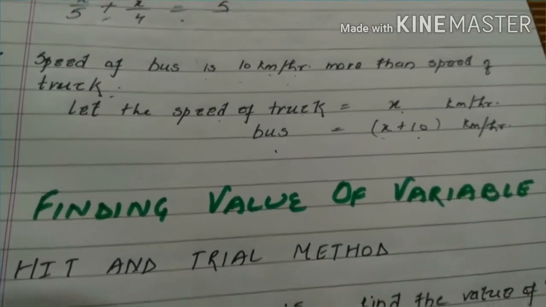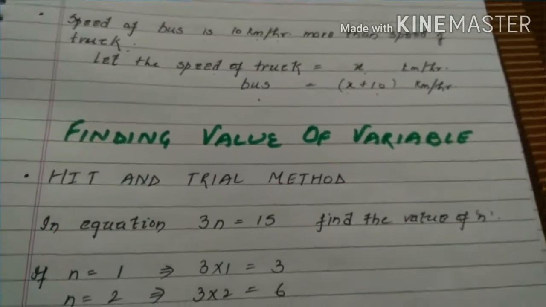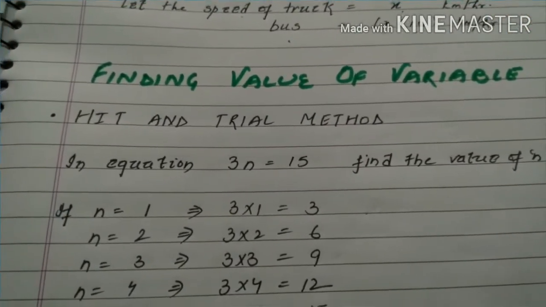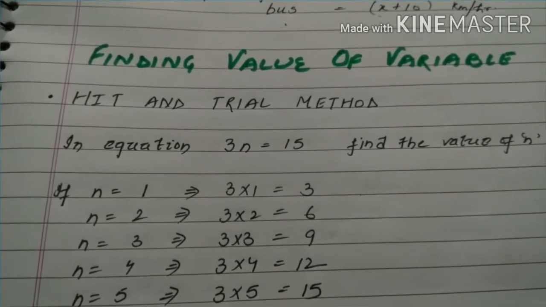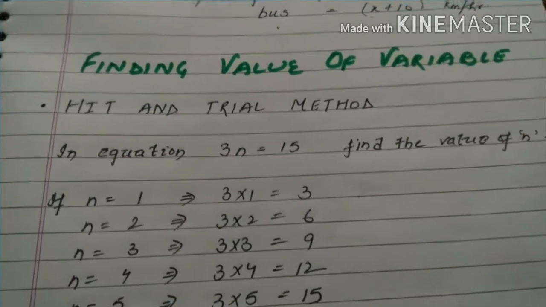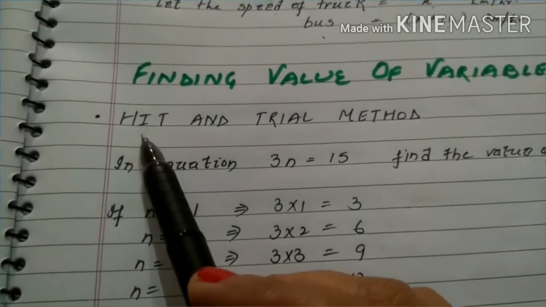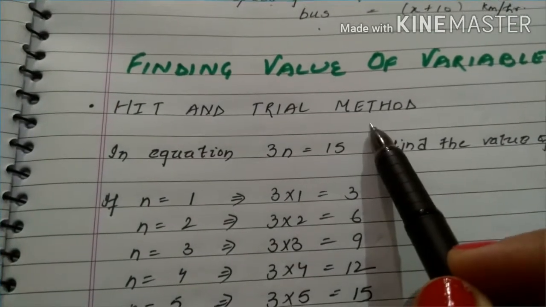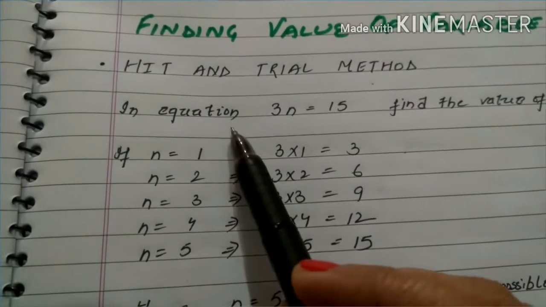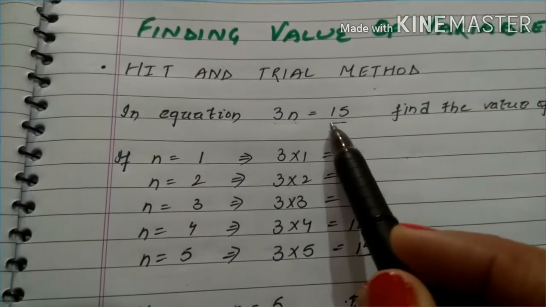Done. So now next I'm going to explain to you the few methods to find the value of the equation, not expression. It is how to find the value of an equation. Okay. So here the first method is the hit and trial method. You have to try with different values in the equation 3n is equal to 15.